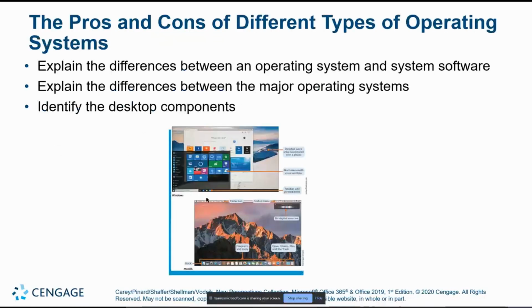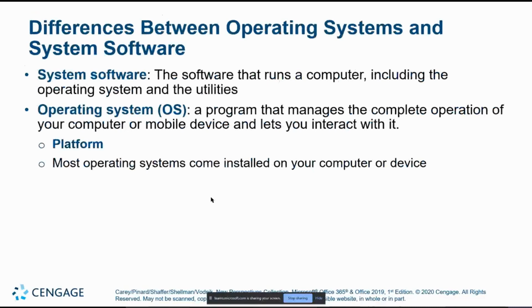So getting started with the different types of operating systems, something to make a distinction on first is the difference between system software and an operating system. In short, an operating system is system software, but that relationship doesn't go the other way around. System software is not an operating system. In general, your OS, operating system, is what manages the computer's functions. This is what helps hardware and software all talk to each other.